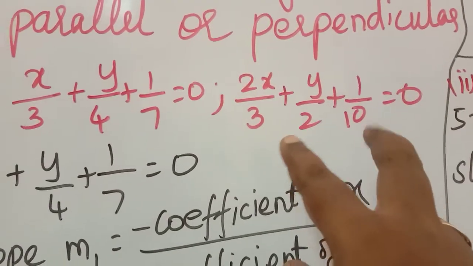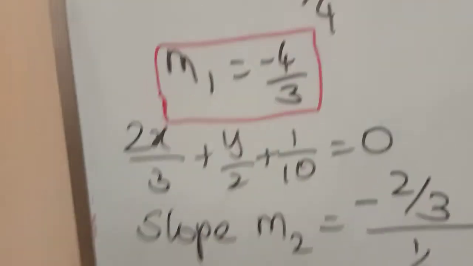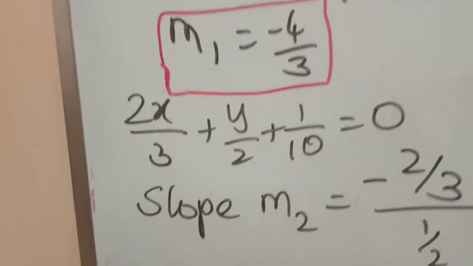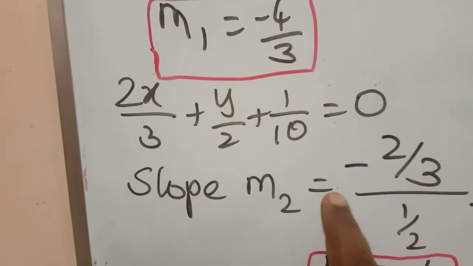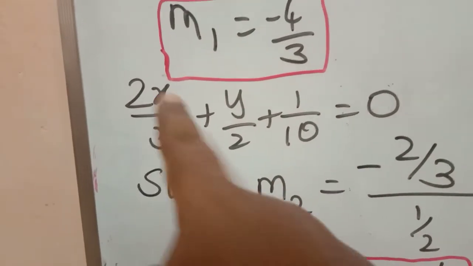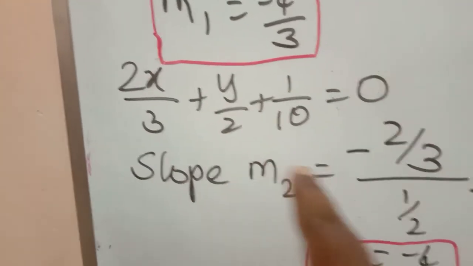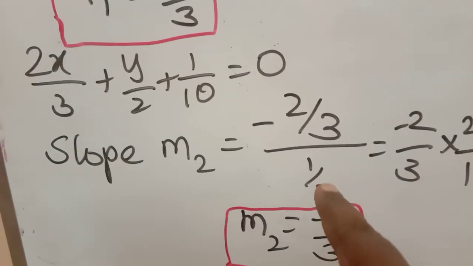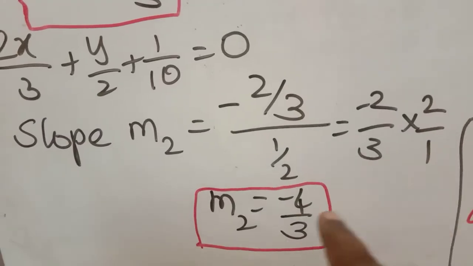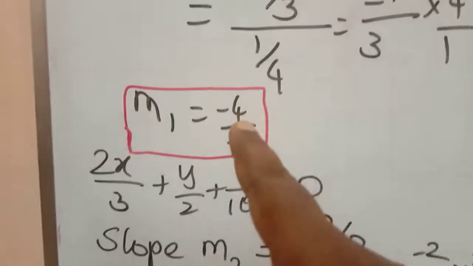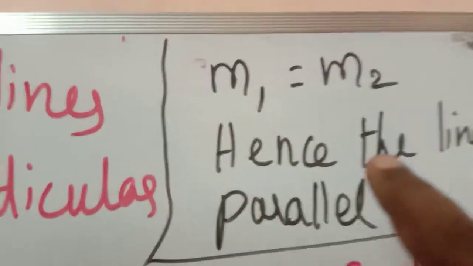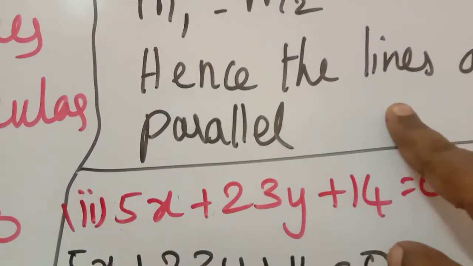Next, second equation. Write down the second equation. Confirm whether x and y are on the same side when you find the slope. So minus coefficient of x, 2 by 3, by coefficient of y, 1 by 2. Fraction in the numerator, write the same fraction, into fraction in the denominator, write its reciprocal, so minus 4 by 3. So m1 is minus 4 by 3, m2 also minus 4 by 3. So m1 is equal to m2. That means the lines are parallel.